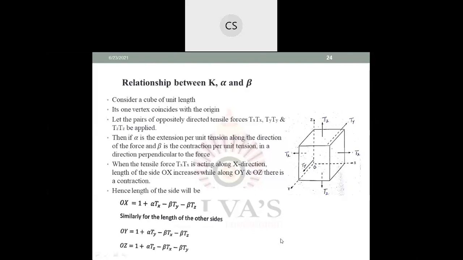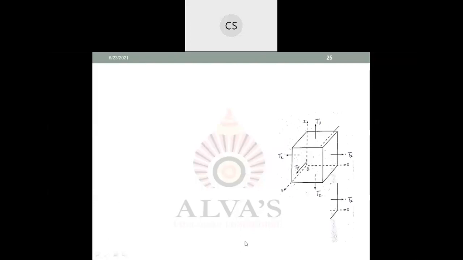Any clarification required? If it is required, either raise your hand or put it in the chat. Okay, it's clear? If it is clear, put it in the chat. Okay, it's clear. Fine. All right. Let's go to the next slide.